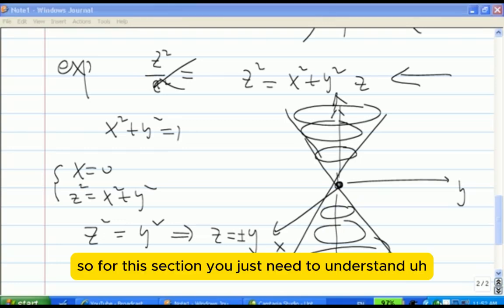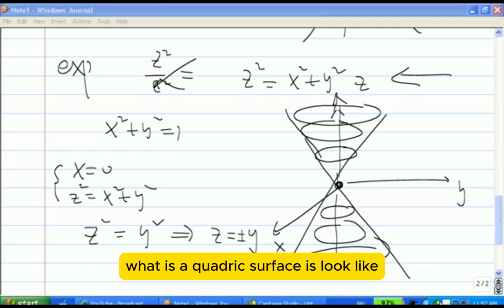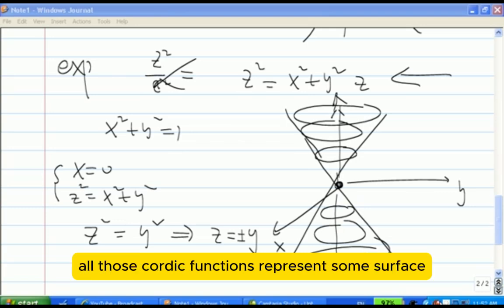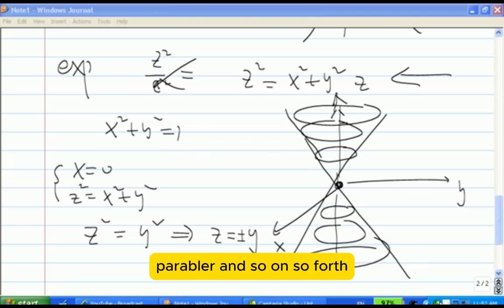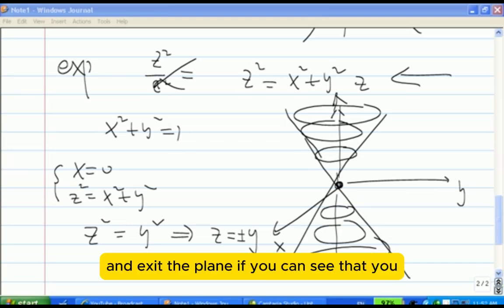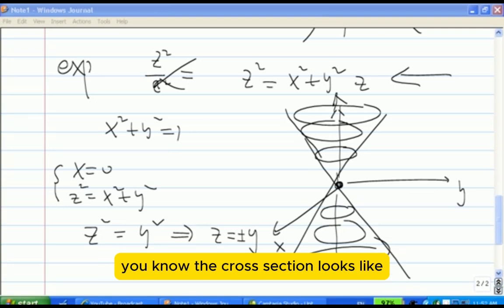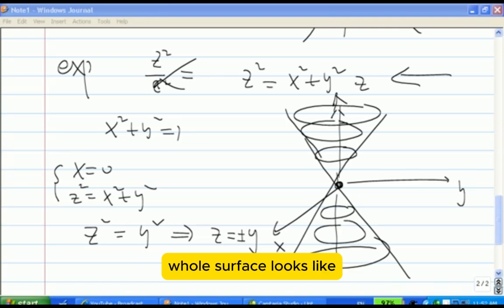So for this section, you just need to understand what quadric surfaces look like. All the things here, all those quadric functions, represent some surface. Just like in 2D, they represent curves like ellipse, parabola, and so on and so forth. So here 3D is more complicated. To be able to see the whole surface, you need to understand what the cross section looks like, especially with the XY plane, YZ plane, and XZ plane. If you can see what the cross section looks like, then you can figure out what the whole surface looks like.